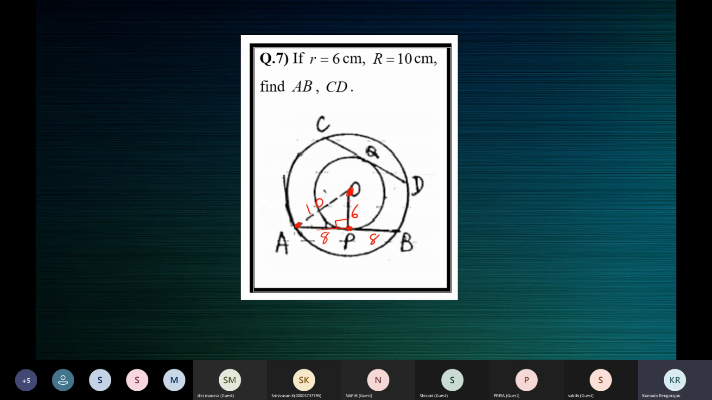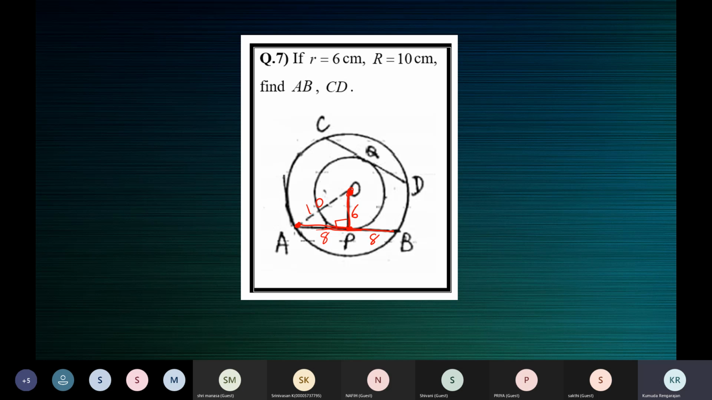So using Pythagoras theorem, because OP is perpendicular to AB, this is the radius, this is the tangent. This one is the tangent to the inner circle. AB is a chord to the outer circle, to the bigger circle. See, AB has different relations with the two circles. AB is not a tangent to both the circles. To the inner circle, AB is a tangent. To the outer circle, AB is a chord.